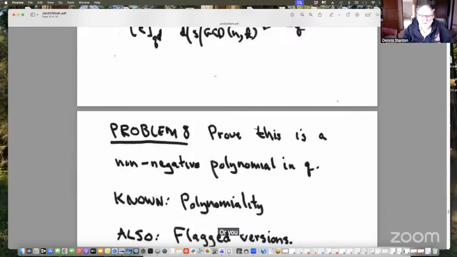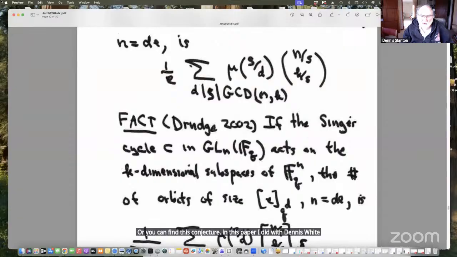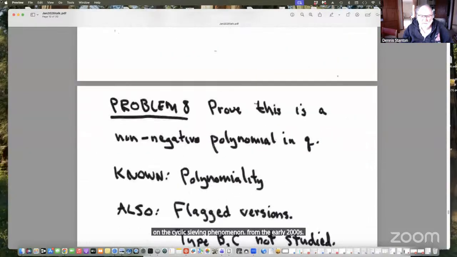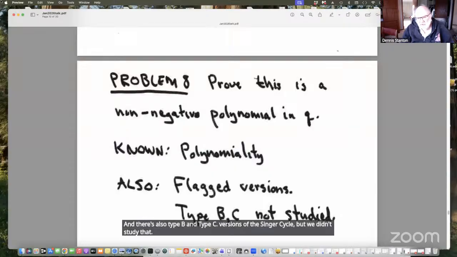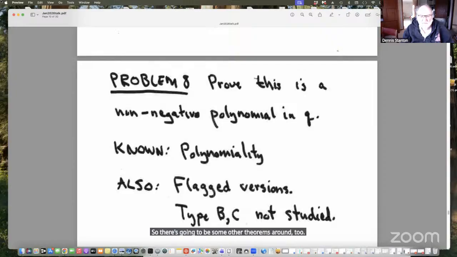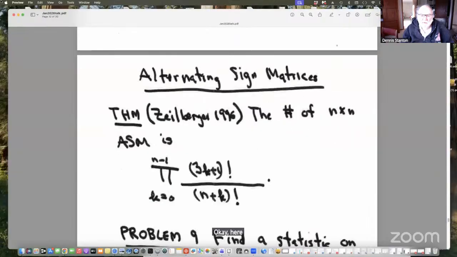Well, you can find this conjecture in this paper I did with Dennis White and Victor Reiner on the cyclic sieving phenomenon from the early 2000s. There are also flagged versions, where instead of doing subspaces, you do flags. And there are also type B and type C versions of the Singer cycle, but we didn't study that. So there are going to be some other theorems around too.